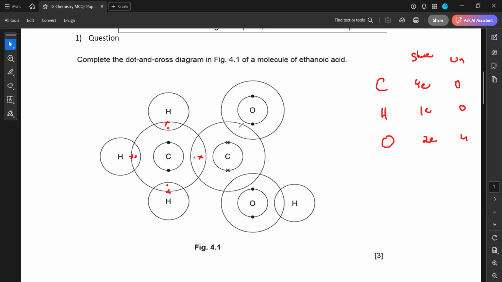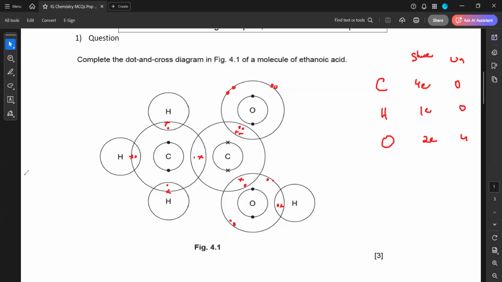Oxygen belongs to group 6, so it will share 2. So carbon will share 2, and the unshared electrons on the oxygen will be 4: 1, 2, 3, 4. Here, oxygen shares 1 electron with the carbon and the other electron it will share with the hydrogen, and unshared electrons on oxygen will be 4. So this is a dot and cross diagram for the structure of ethanoic acid.